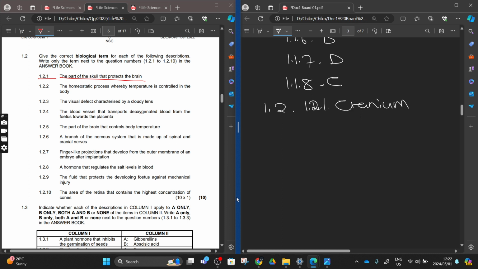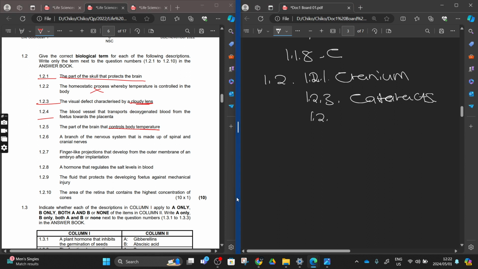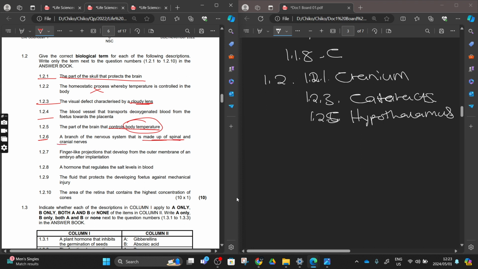And then the homeostasis process, we haven't done this. The visual defect characterized by a cloudy lens, we did this, 1.2.3, which will be cataracts, right? Or cataract. And then 1.1.4, the blood vessel that transports oxygen, we didn't do this together. The part of the brain that controls body temperature, we also did this. 1.1.5, this one will be the hypothalamus, right? We did this, the one that controls body temperature, hypothalamus, right? Then 1.1.6, the branch of the nervous system that is made out of the spinal cord and the cranium.